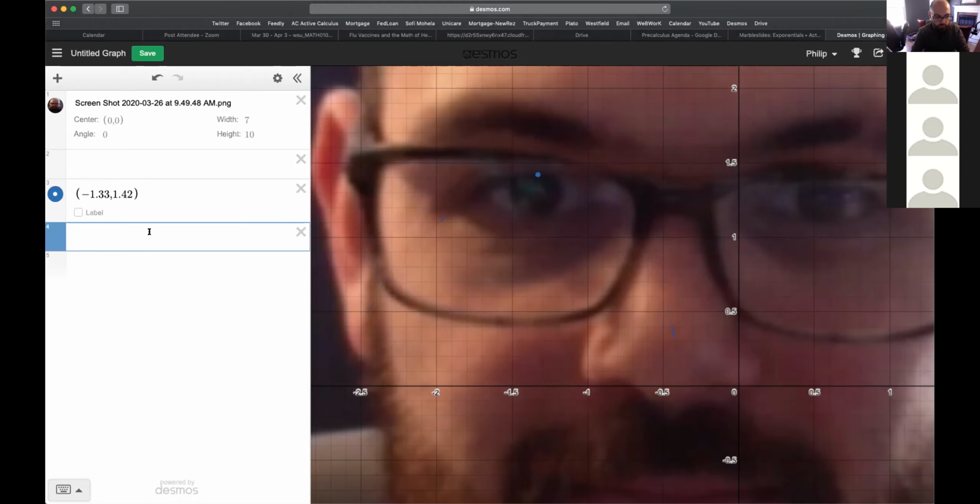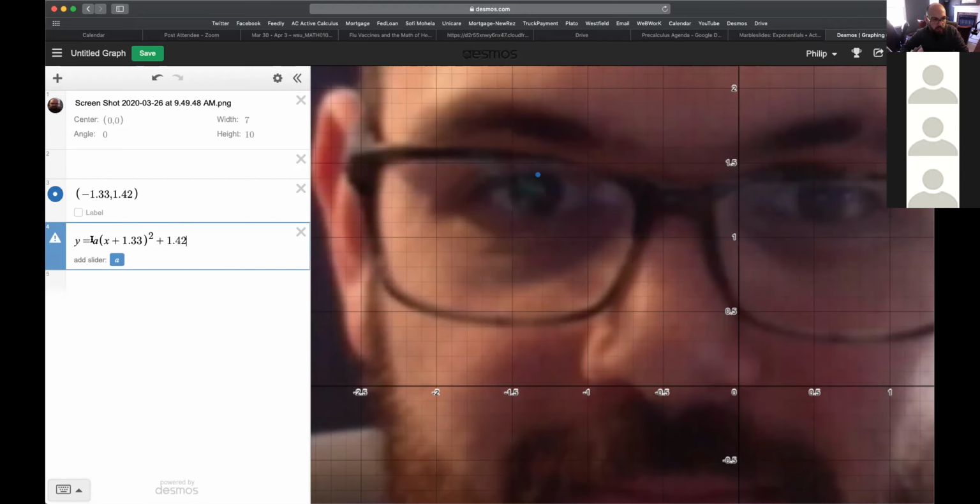We know that our vertex form is y equals a times (x minus h) squared plus k. This is what we saw with quadratic functions. And I know that the vertex is going to be these two coordinates. So h should be negative 1.33, which makes this a plus 1.33, and then k should be a plus 1.42.